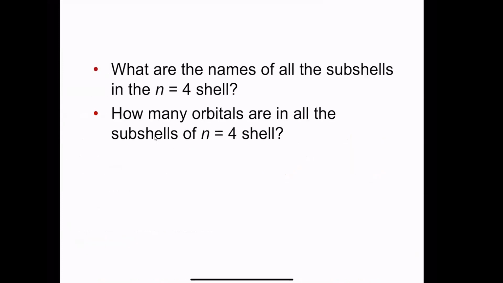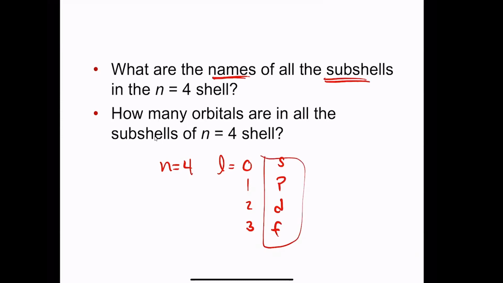So what are the names of all the subshells if n equals 4? Well, if n equals 4, in order to name the subshells, we have to get the angular momentum. So L is equal to 3, so we can go 0, 1, 2, 3. And the names of these 4 subshells: 0 is S, 1 is P, 2 is D, 3 is F, and here are the names of my subshells.